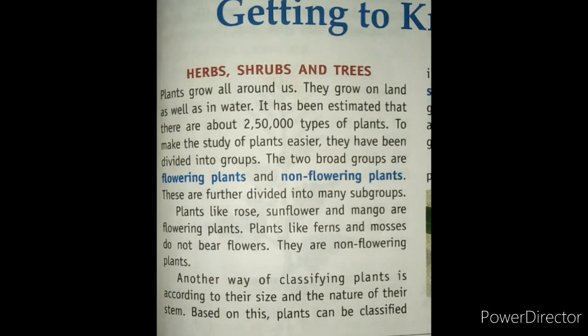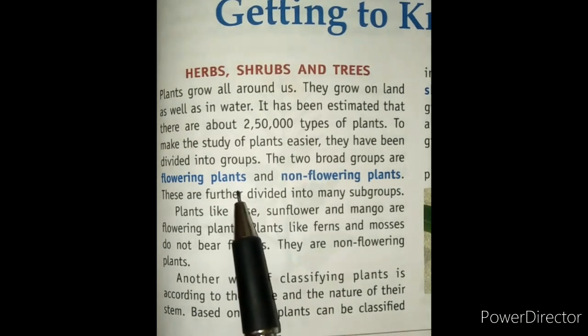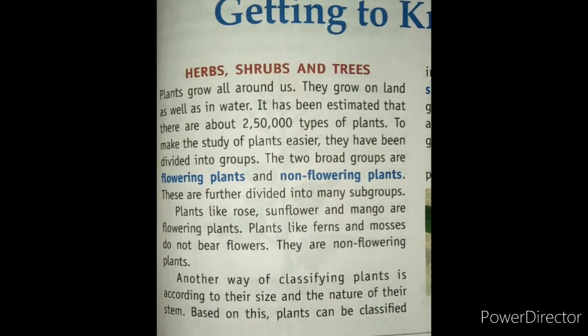So, first of all, we have divided the plants into two major categories, and these are flowering plants and non-flowering plants. Okay, so flowering plants means plants that have flowers on them, that bear flowers. And non-flowering means the plants that do not bear any flower, right? So flowering means flowers are present, and non-flowering means flowers are absent.